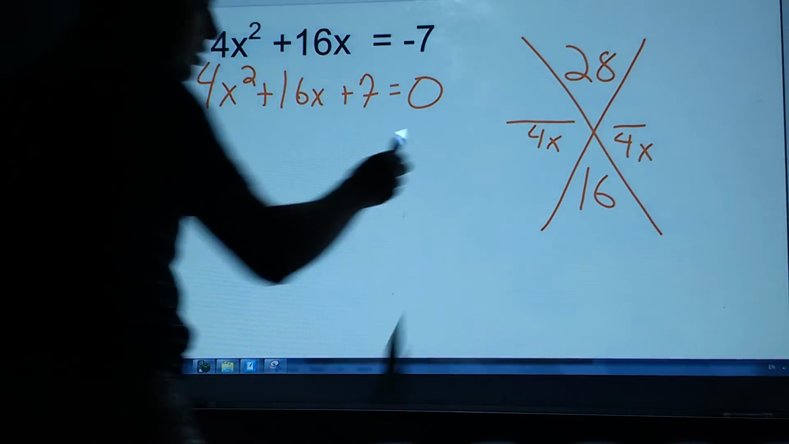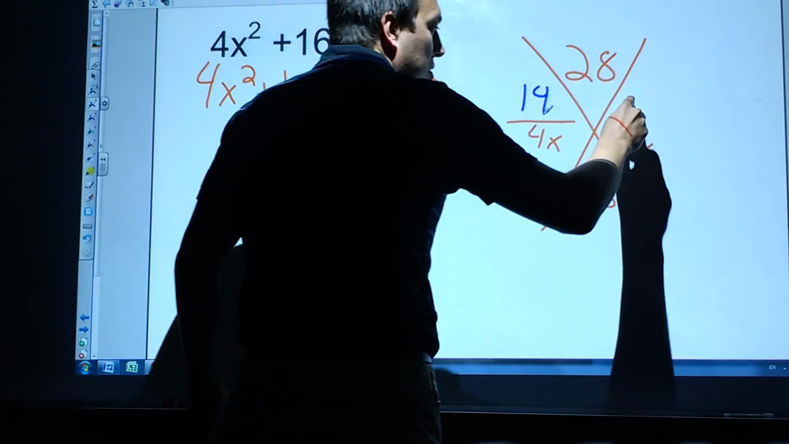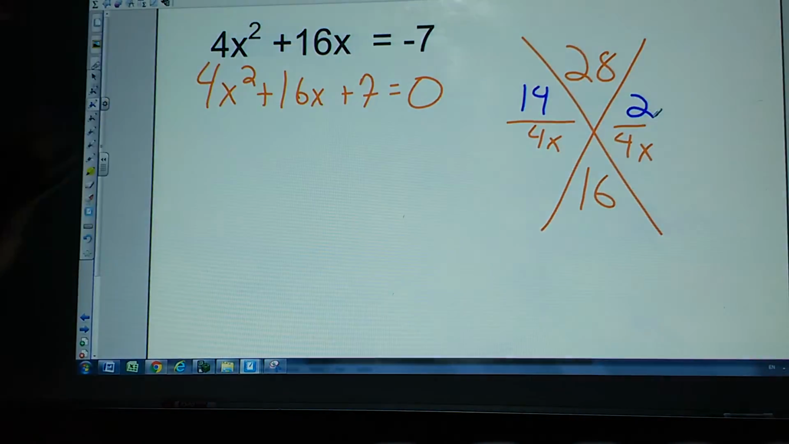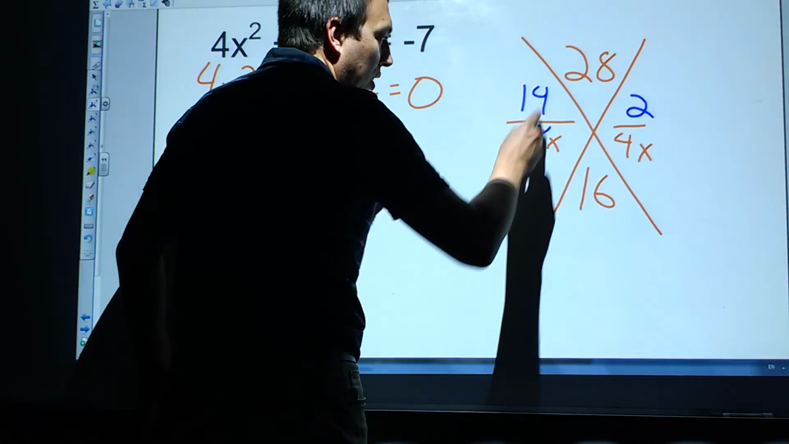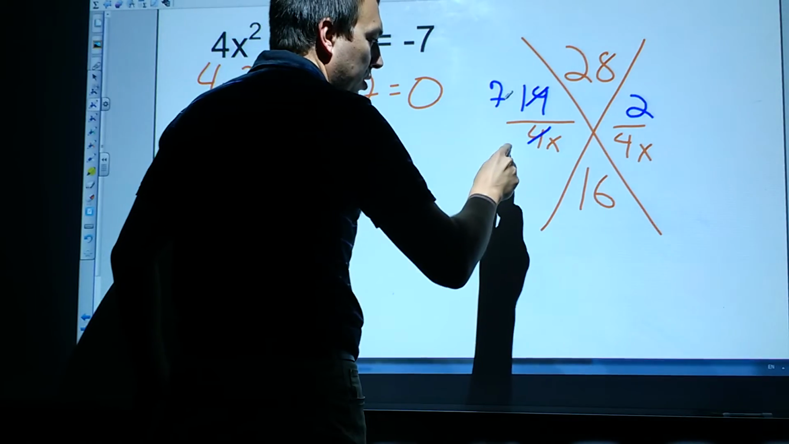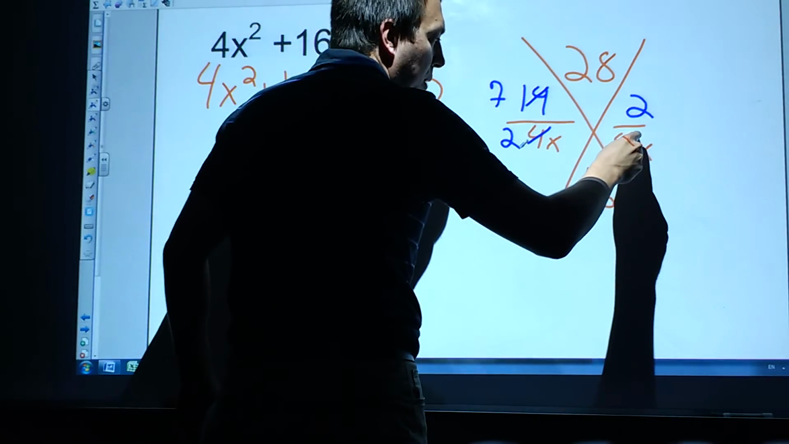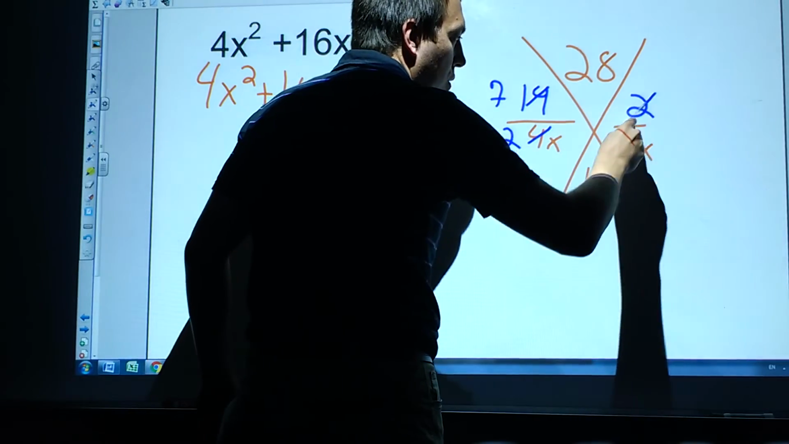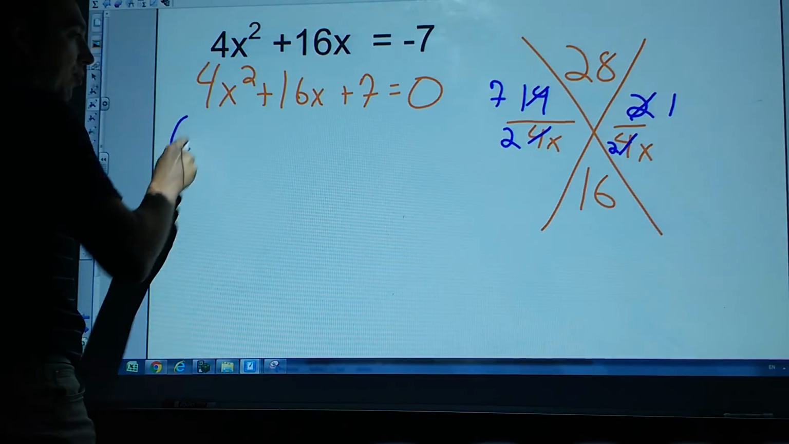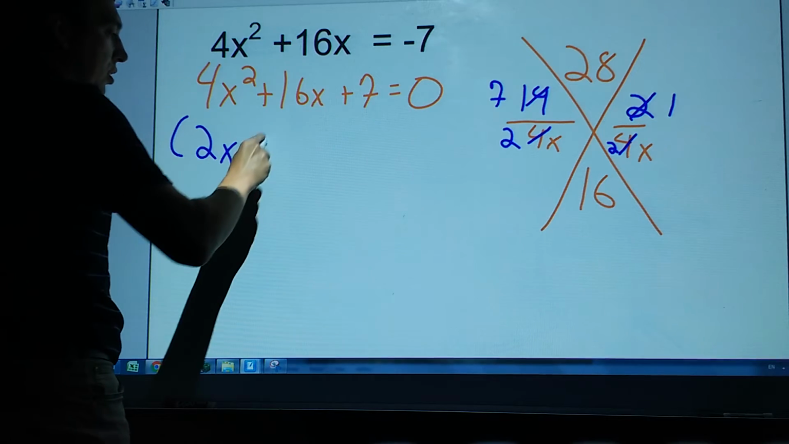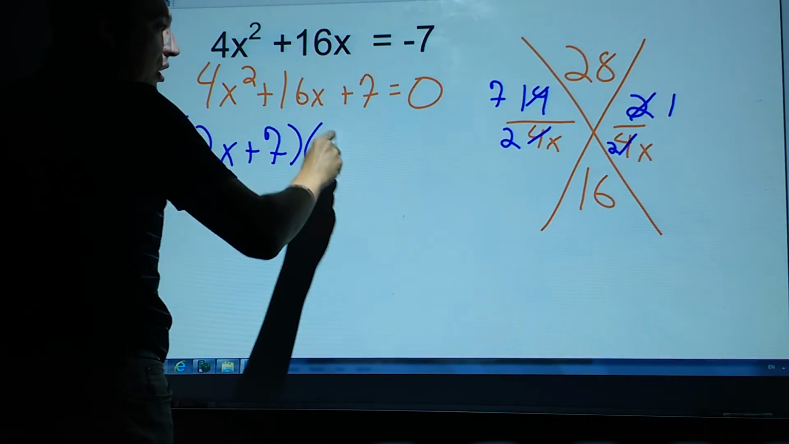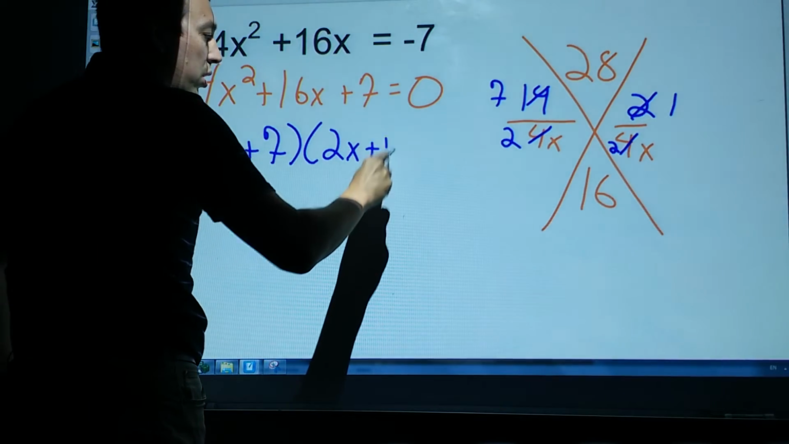Is that 14 and 2? I believe it's 14 times 2 is 28. And when I add those, I get 16. So I need to simplify these, divide both of those by 2. So that's 7, 2. Divide both of these by 2, 2, 1. And I'm left with 2x plus 7 times 2x plus 1.